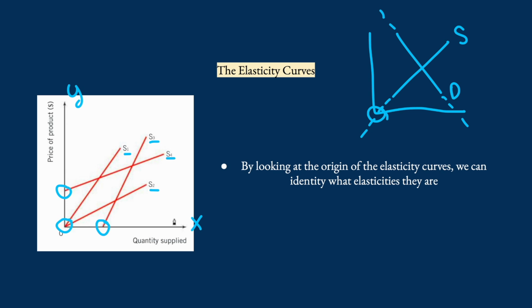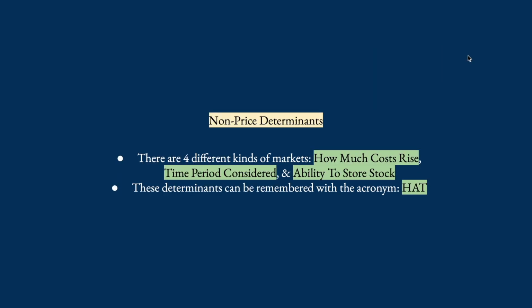And that's how you can look at a bunch of different supply curves and be able to identify what their elasticities are. And of course, there's always going to be some non-price determinants, but luckily we only have 3 to worry about here. I'm so happy. But there are going to be 3 kinds of determinants, okay? And those are going to include how much costs rise, the time period considered, and the ability to store stock, which can also be remembered with the acronym HAT.